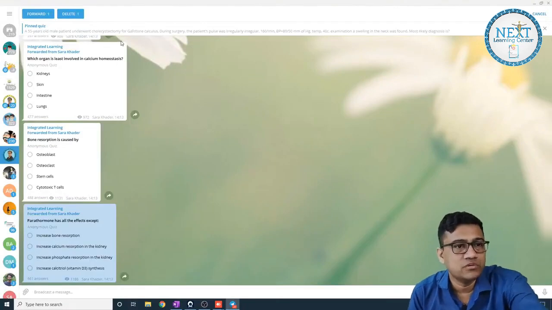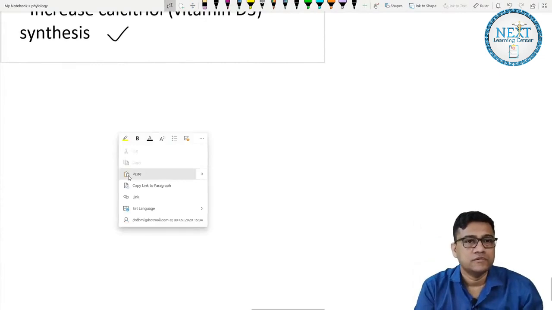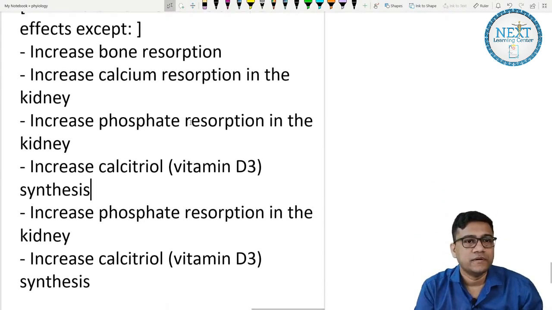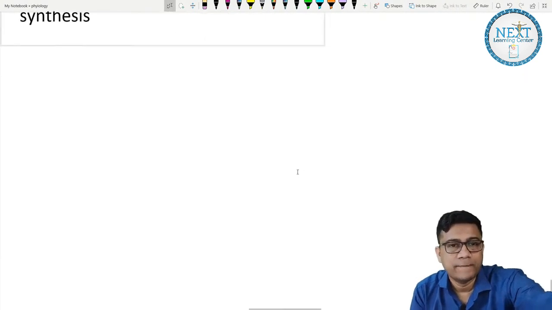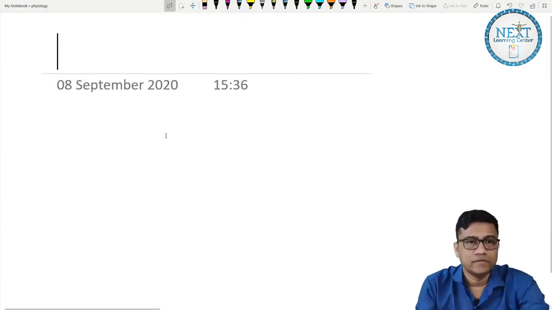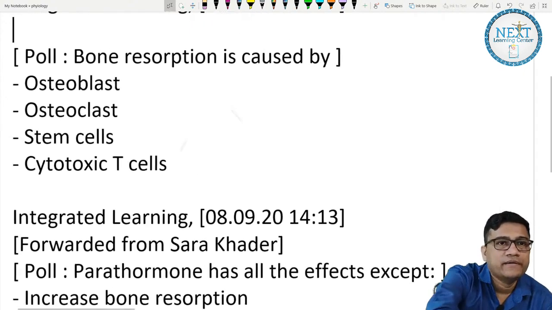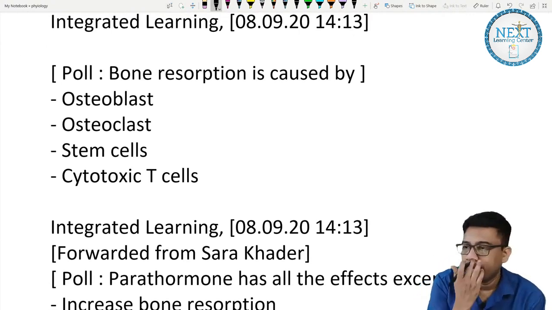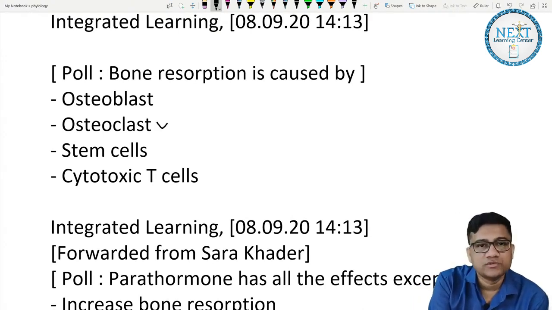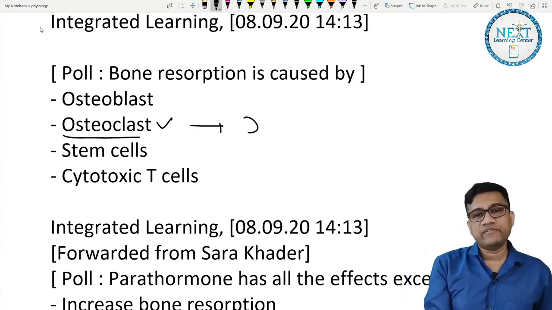See some image questions also. Bone resorption is caused by, the same question came. So the question is, bone resorption is caused by which cells? Blast or clast? Yes, it is osteoclast. One tricky question for you. Osteoclasts are formed from which cell? They are derived from which cell?